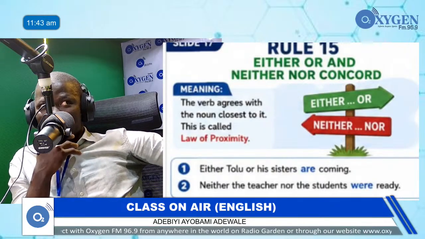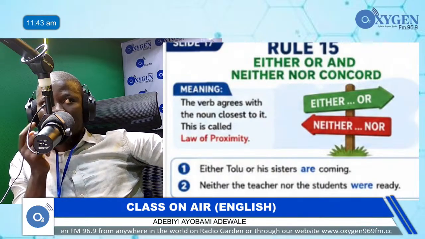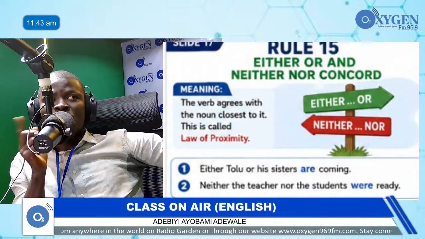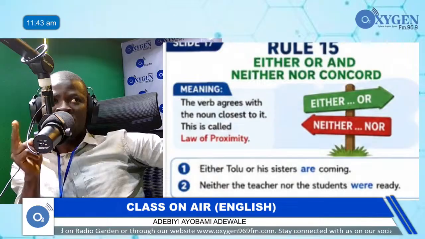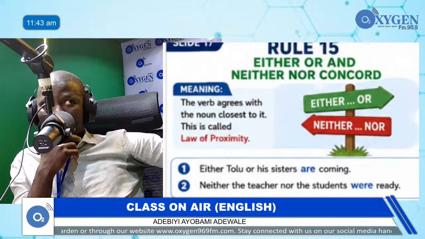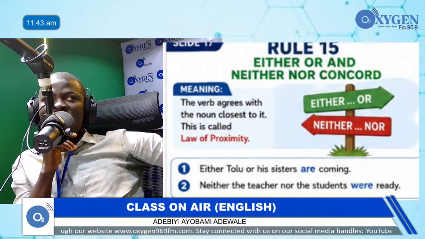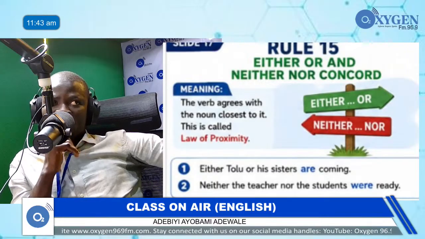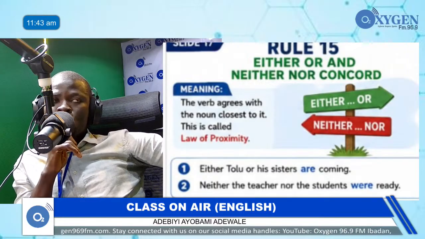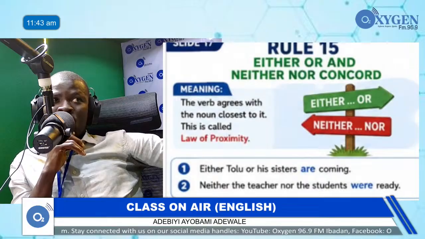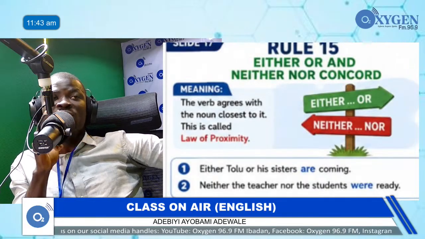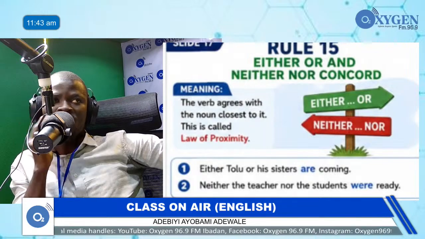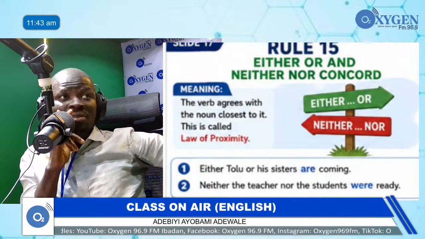When we have either/or, neither/nor, joining subjects together, we should take cognizance of the position of the subject. Look at this example I want to read out now. Let me use the first example. If we say, for instance, that either Tolu or Ayo will be coming, we are correlating two singular subjects in that expression.